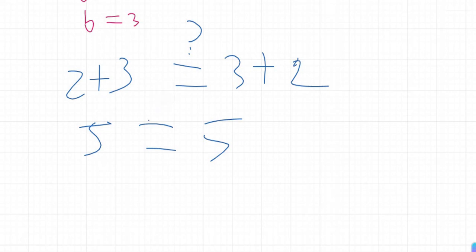So the commutative property is saying that under addition, it doesn't matter in which order you add two numbers. It doesn't matter if you put the 2 in front of the 3, or you put the 3 in front of the 2, and you add them, you will get the same answer. So this works when you're adding numbers. But let us see if this works for multiplication.